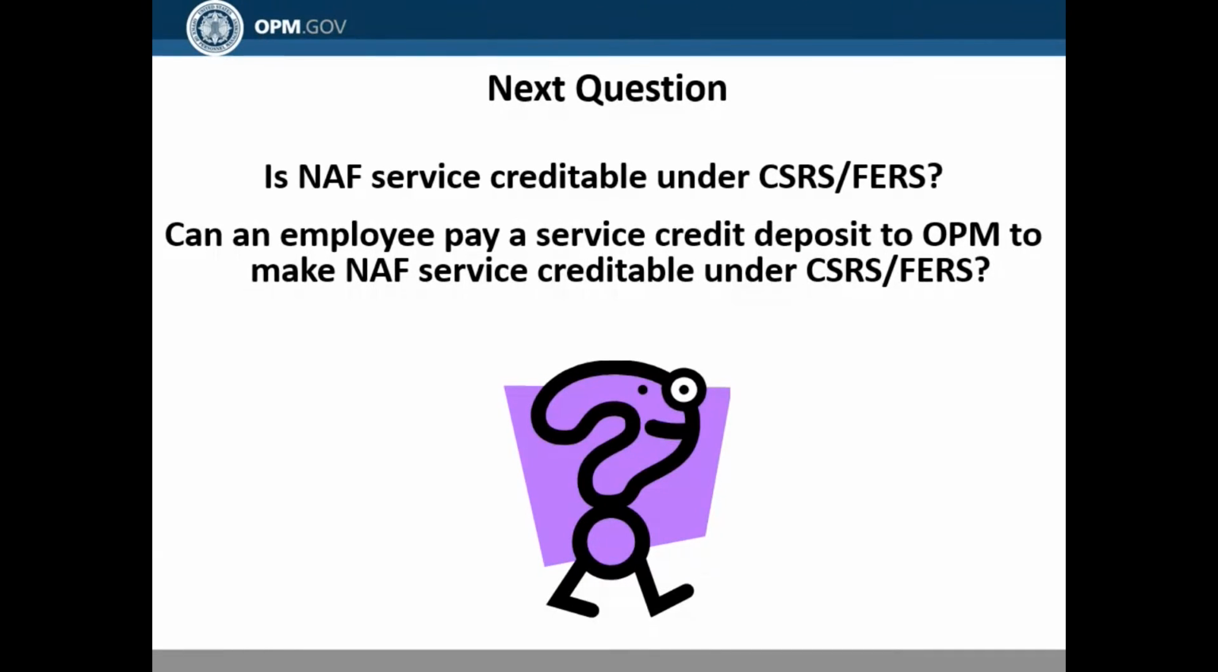Now, I want to skip the porting coverage questions in the middle of this presentation and save every question to the end. As far as the next question that we need to ask, and we're kind of moving into service credit right now, is NAF service creditable under CSRS and FERS, and can an employee pay a service credit deposit to OPM to make NAF service creditable under CSRS or FERS?